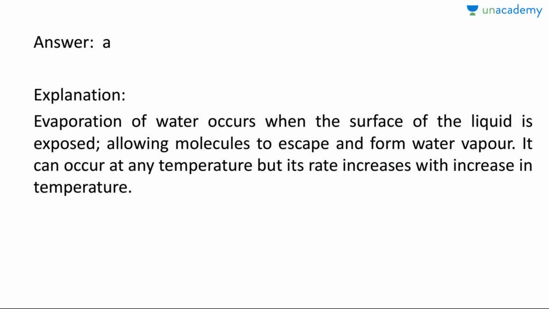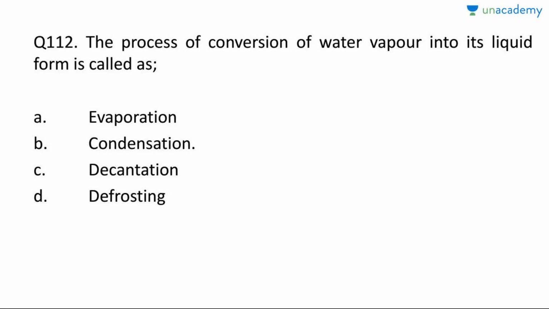Okay, it occurs at all the temperatures. By the way, evaporation occurs at every temperature. Evaporation of water occurs when the surface of the liquid is exposed, allowing molecules to escape and form the water vapor. It can occur at any temperature, but its rate increases obviously in a desert. It will be much faster. Question number 112. The process of conversion of water vapor into its liquid form is called, obviously, condensation. So here answer is B.